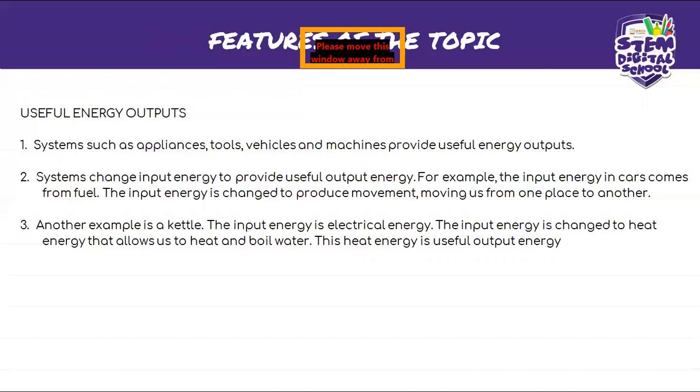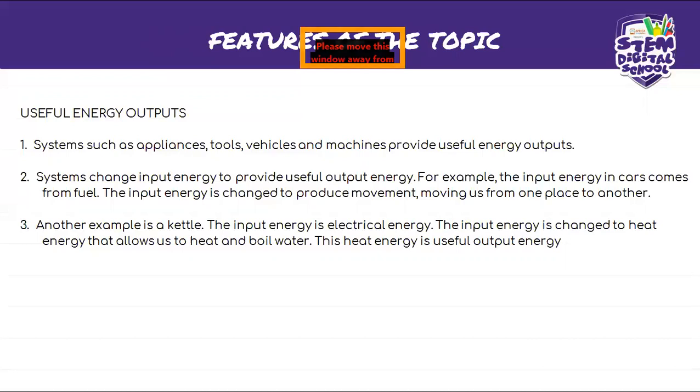Okay, this heat energy is useful energy. So what it means is that if we have a kettle, then when we connect it to a plug, the input energy is electrical energy, because without it, the plug cannot be on. So what happens is that the energy that makes your kettle be on and boil your water is heat energy, and it is useful.